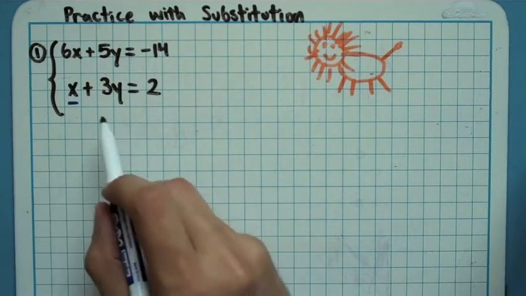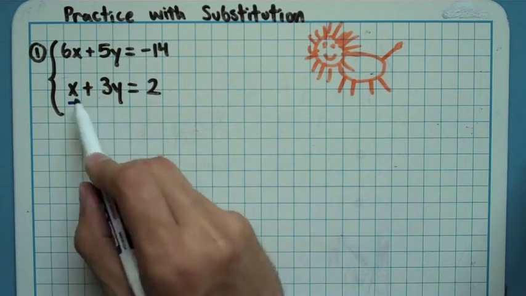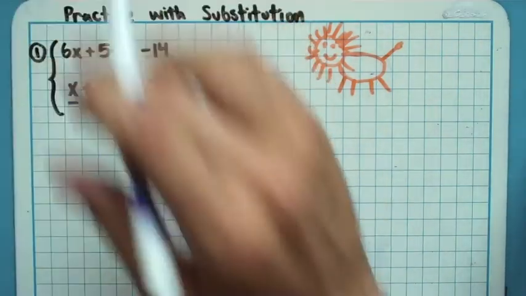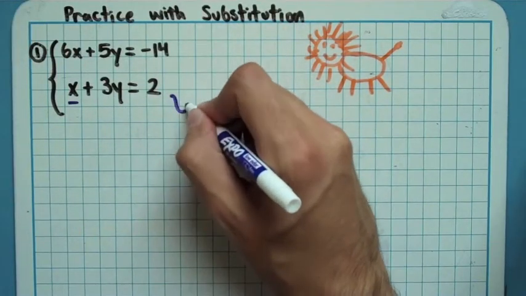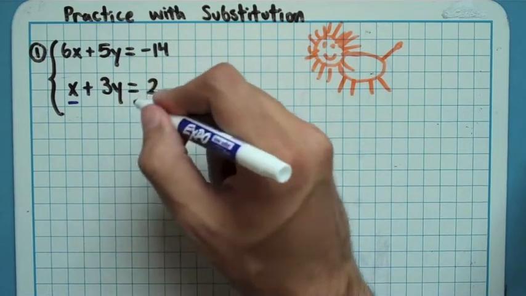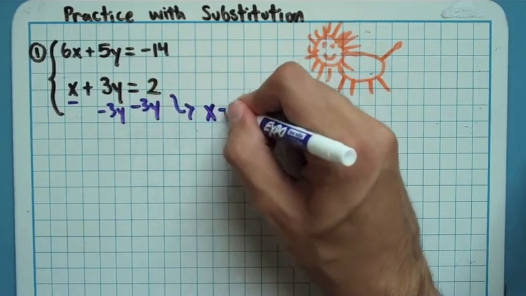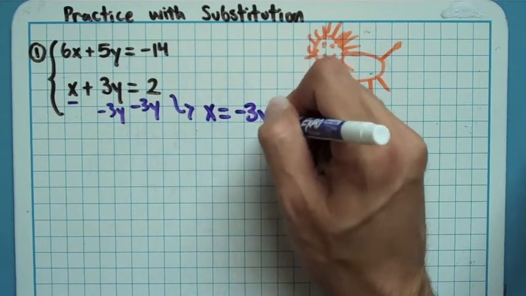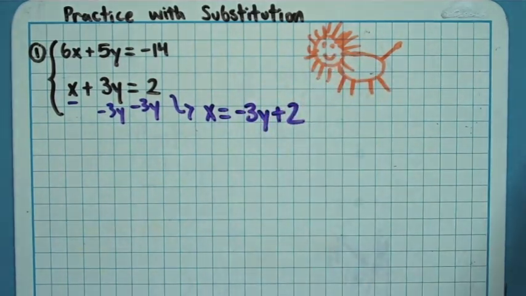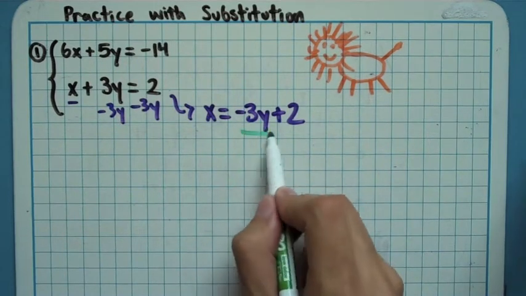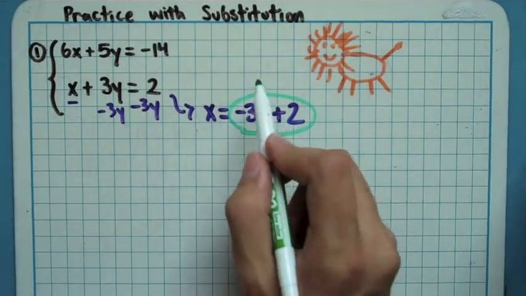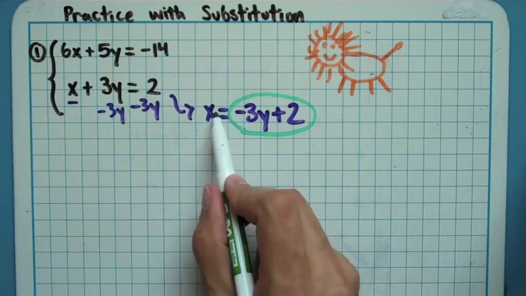So once I've made my decision here, I want to get that x by itself. I'm going to take my equation, kind of ignore the top one for now, and I'm going to get my x by itself. So I subtract my 3y on both sides, and I get x equals negative 3y plus 2. Once you get to that point, it's like the other problems. That's the only difference. You had to get a variable by itself before you can go from there. So this is my substitute. I'm going to go ahead and toss him into the other equation for the x.